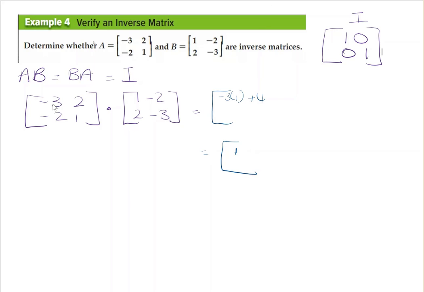And then we've got minus 3 times minus 2, so that's 6. And 2 times minus 3 is minus 6. So we've got 6 minus 6. And this is going to be, actually let's write it by here. So this is going to be 0.